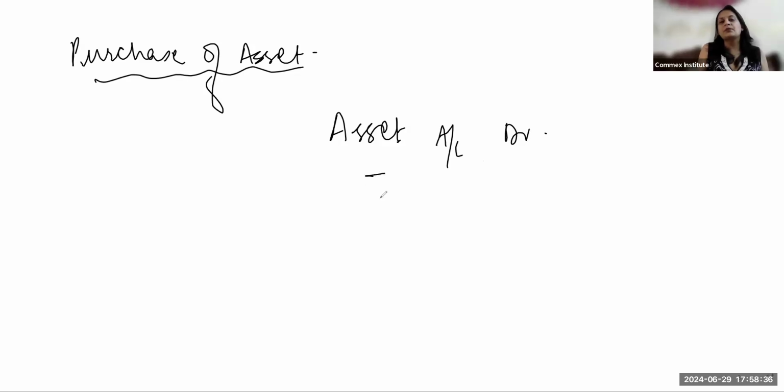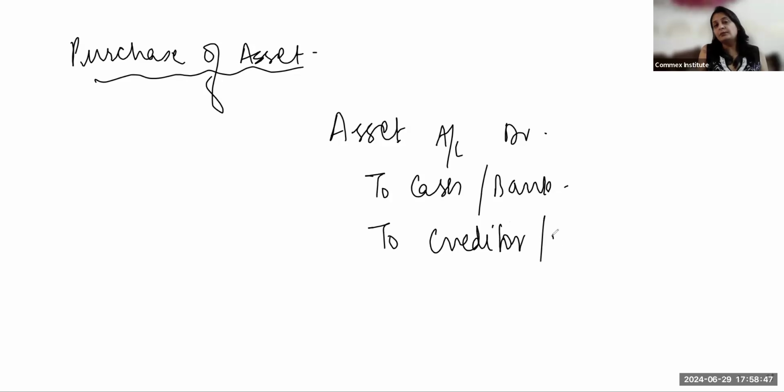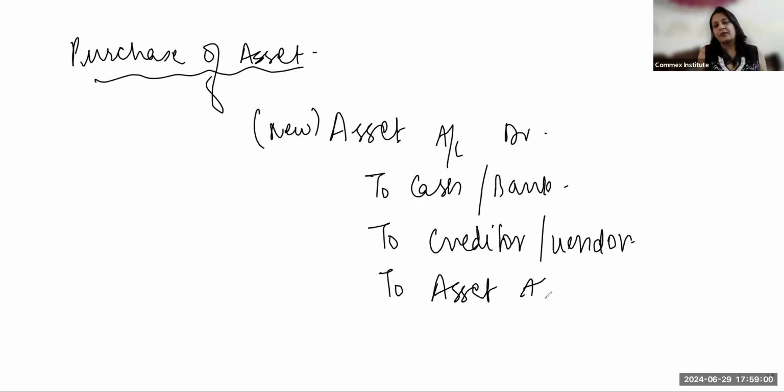So asset account debit to cash, or if you're making the payment through bank, or if you're not making the full payment to creditor or vendor, or if you're giving an asset in exchange, okay, this is new asset, and you're giving old asset in exchange, so that old asset will be credited. Many a times we give the old car in exchange of the new car, so we get the exchange value. Okay. So again, when we are giving a car as exchange, then we'll have loss or gain, right?